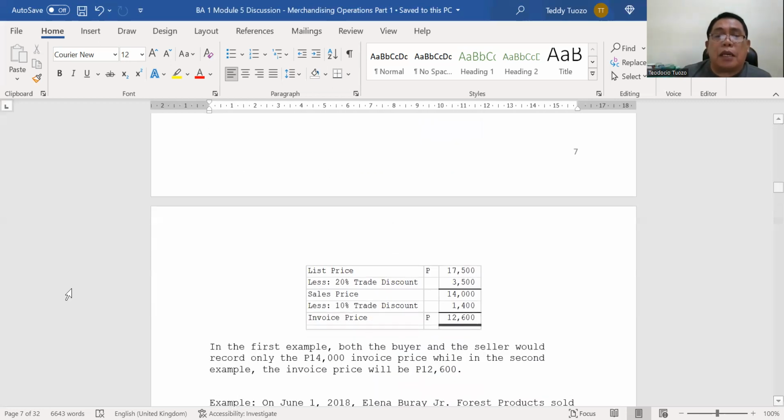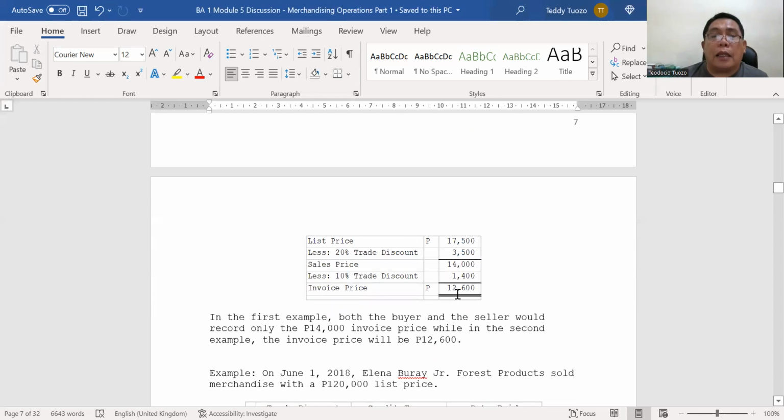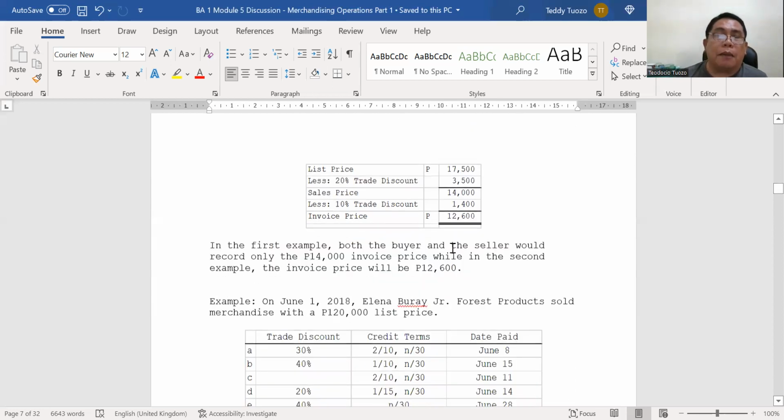So, for the example of a series of trade discounts: 17,500 less 20% because it is first mentioned, and the 10% discount is second to the 20%. That's why before arriving at the invoice price, we deduct all the discount rates from the list price.